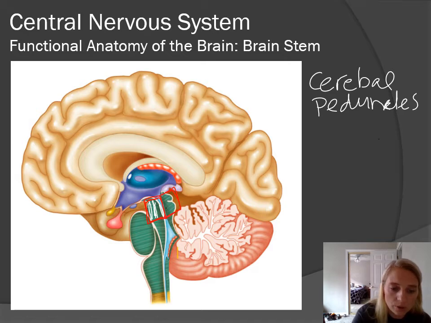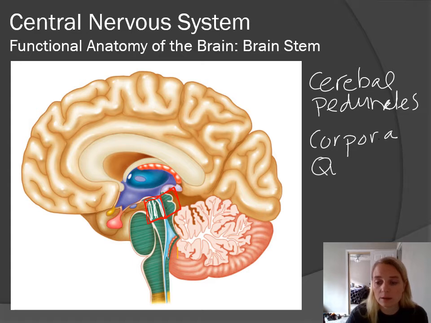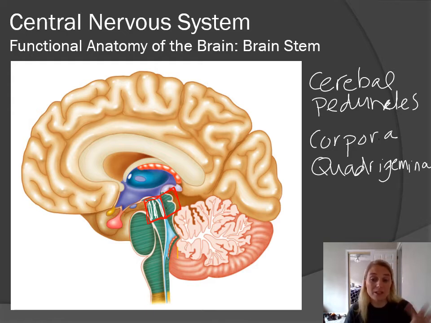Then we have this collection, these two bumps. It looks like two bumps from this perspective, but if you were to look at the full backside, there's four. So this is what we call the corpora, which means body. Quadrigemina. Okay, corpora quadrigemina, which means a body of four bodies.